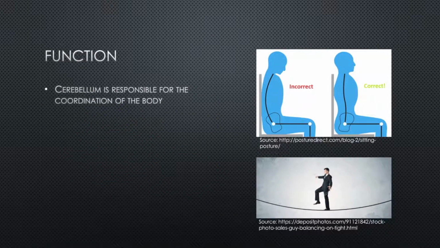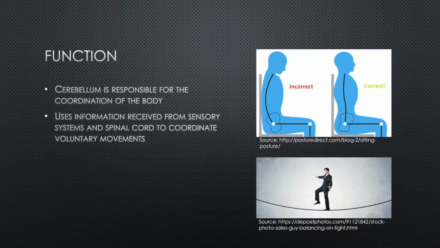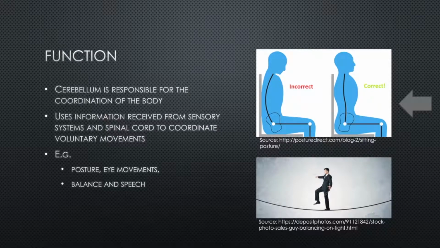This part of the brain is responsible for the coordination of the body. The cerebellum receives information from the sensory system, as well as the spinal cord and other parts of the body. It then uses this information to coordinate the body's voluntary movements. Some of these movements include posture, eye movements, balance, and speech.